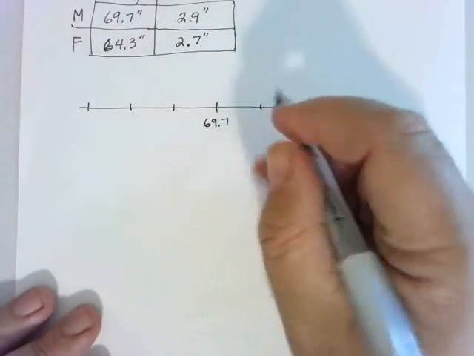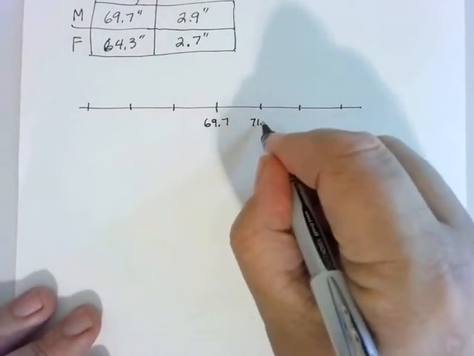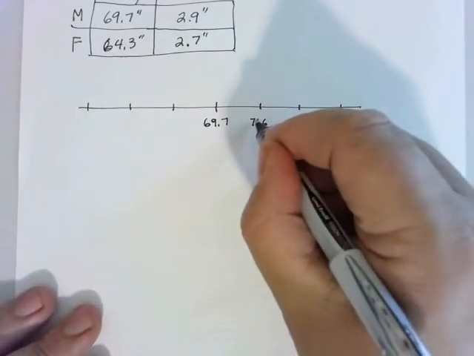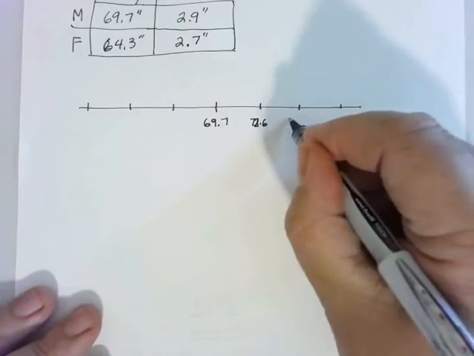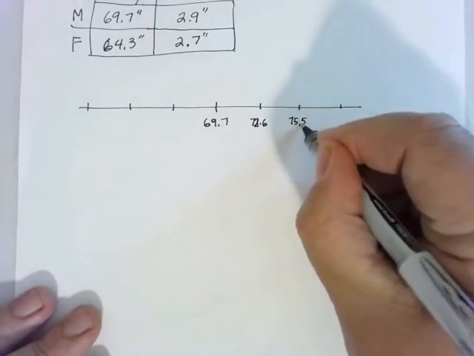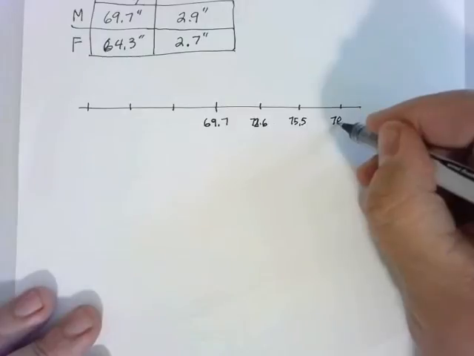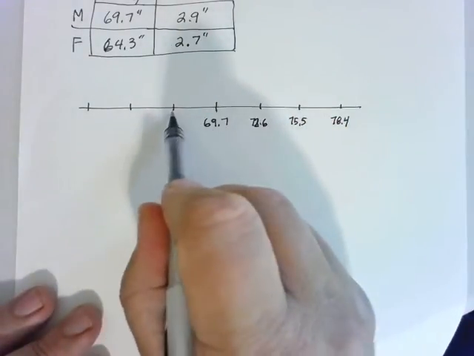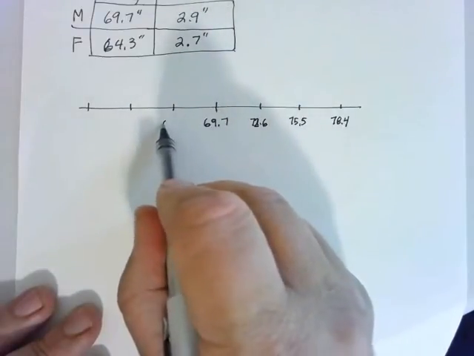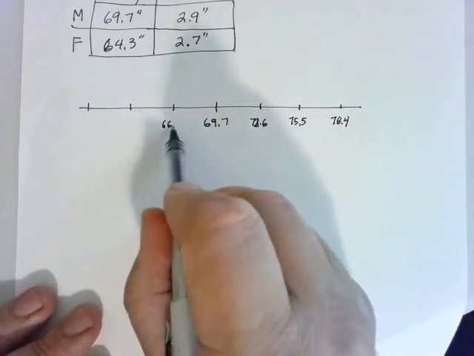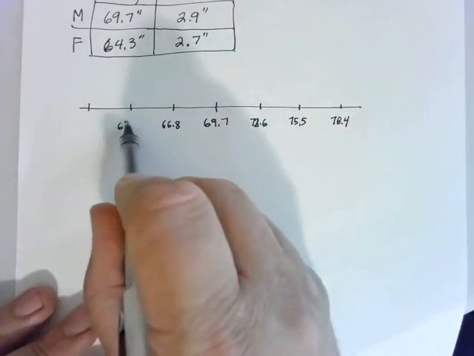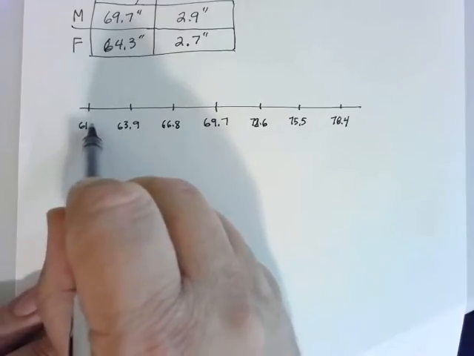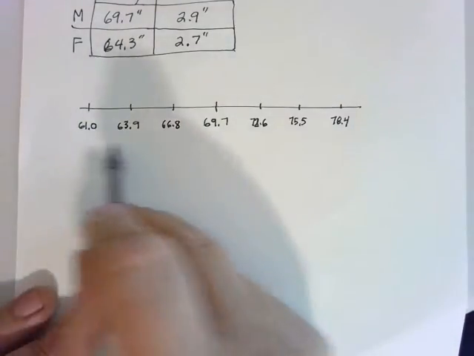So if I add 2.9 to this, I'll get 71.6. Wait, is that right? No, 72.6. And then I'll get 75.5. And then I'll get 78.4. Likewise over here, if I subtract the standard deviation, subtract 2.9, I get 66.8, and then I get 63.9, and then I get 61.0 inches. So these are all inches.